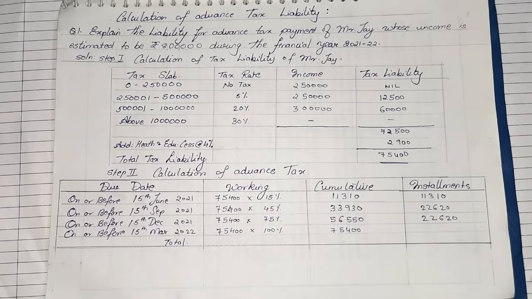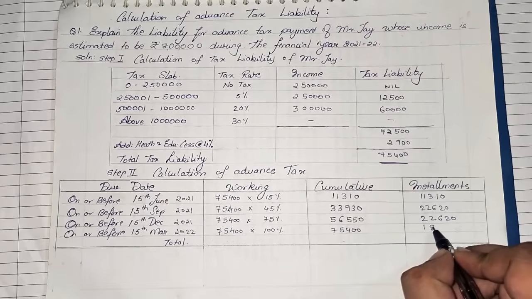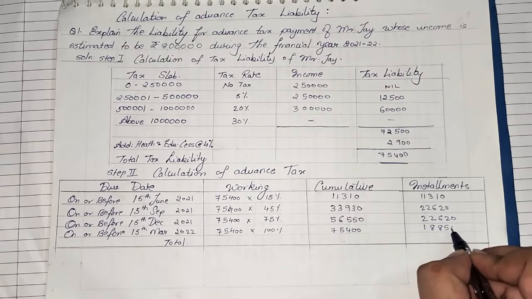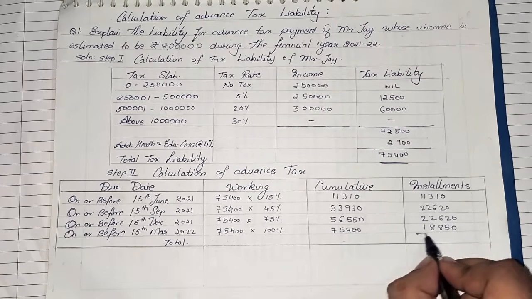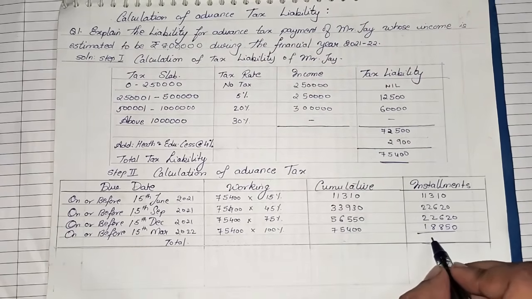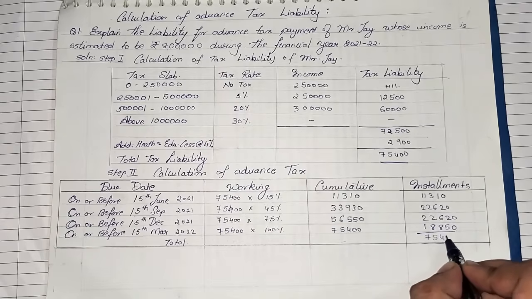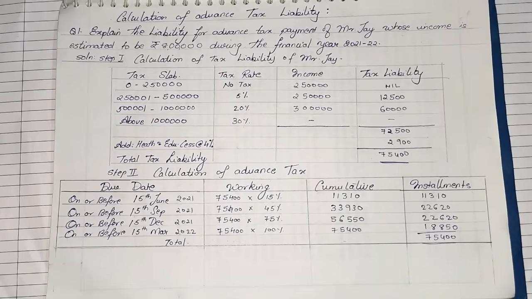Okay, and now from that, you take 75,400 on a calculator and minus 56,550, that's the previous cumulative total. You will get the installment value as 11,850. You add up all your installments, that should come up to 75,400. Okay, now the total tax is 75,400.